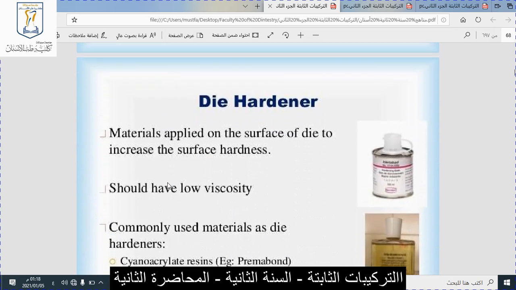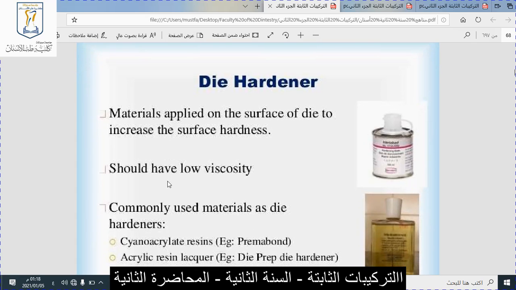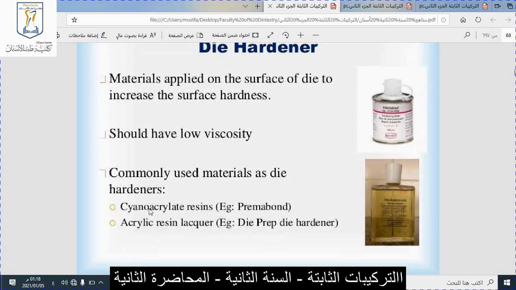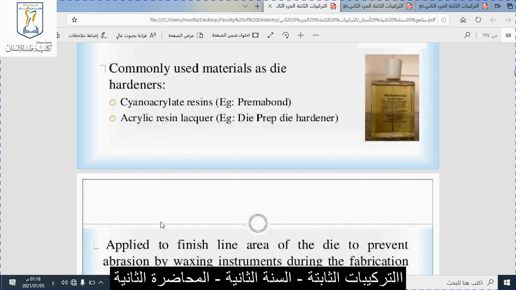Die hardener. In the die, we have to put some materials to assist the wax pattern. Die hardener makes the surface of the die harder to resist scratching during wax pattern construction. It should have low viscosity. The commonly used die hardener material is cyanoacrylate resin or acrylic resin. This is the material used as die hardener. It makes the surface harder and resists scratching or abrasions.